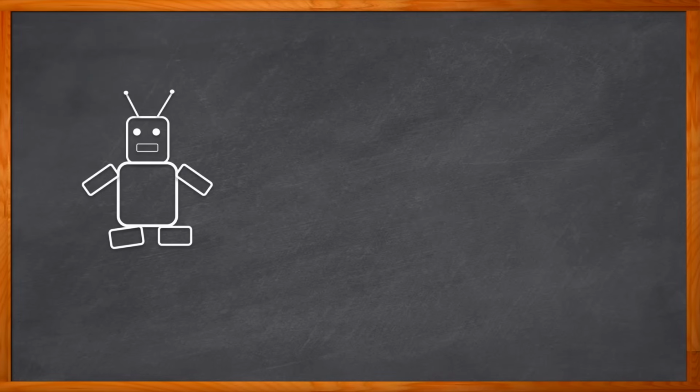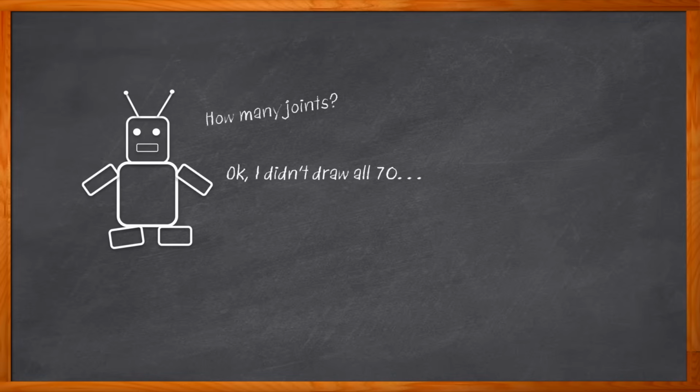Pop quiz time. How many joints are in an average humanoid robot? Okay, I'll tell you. Potentially over 70. And what does that mean? A whole lot of switches.